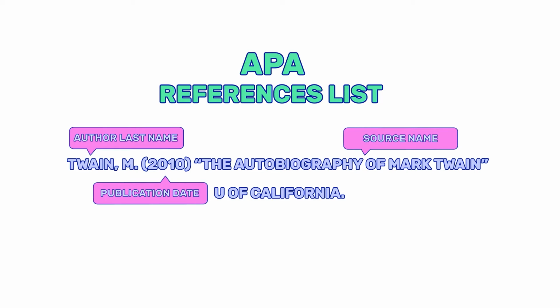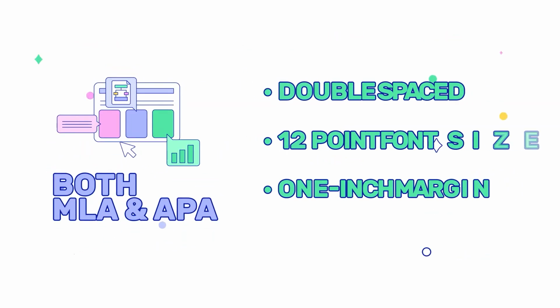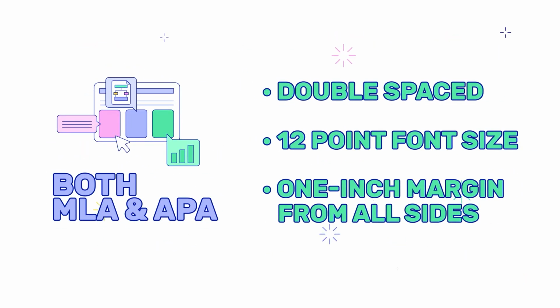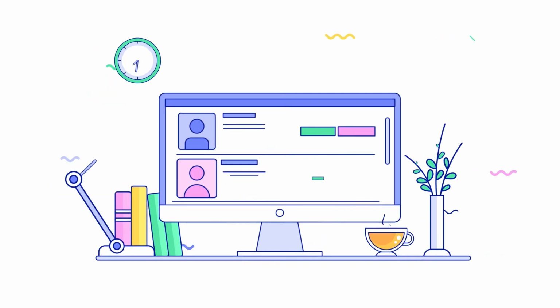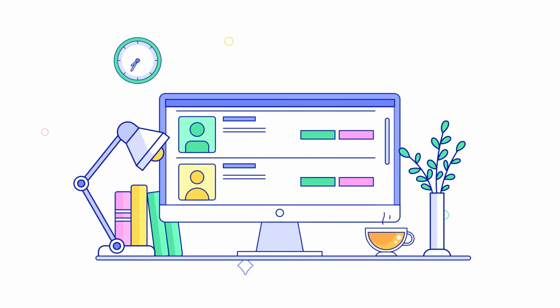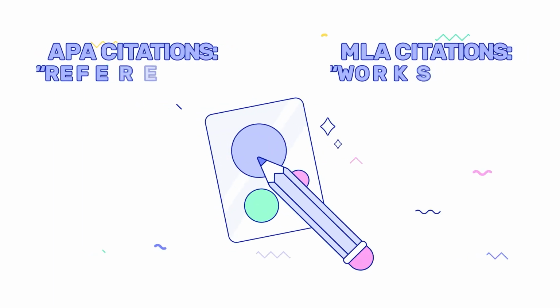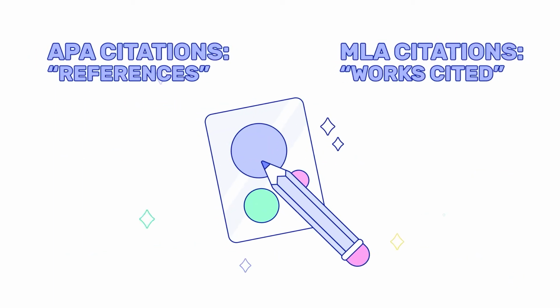In general, if you're using either MLA or APA citations, make sure your page is double-spaced, uses a 12-point font size, and a 1-inch margin from all sides. Once you've completed your paper with all your citations, make sure you're using APA citations to include a separate page for your sources titled References. With MLA format, you'll include your sources with a page titled Works Cited.